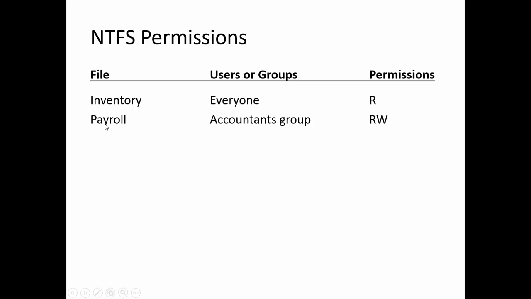And then, here's another example. Take the file, the payroll database. You don't want just everybody to have access to it. Typically, the only people who are going to have access are going to be people who are members of the accountants group, and then the only permissions we would give them would be the read and the write permissions, so they could modify and they could update payroll, but only the accountants group.